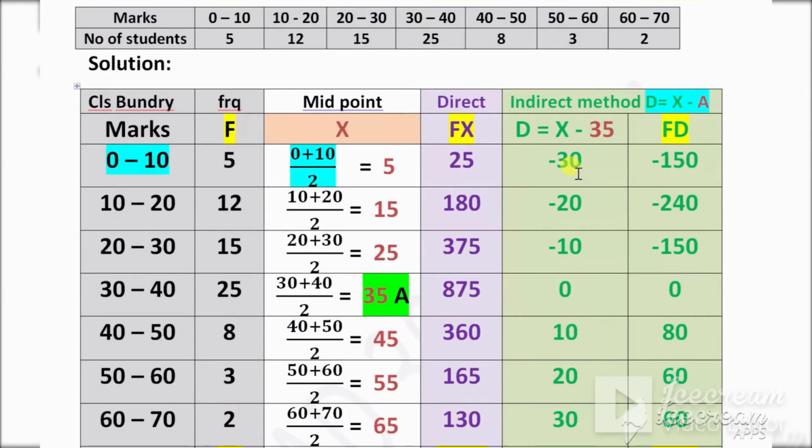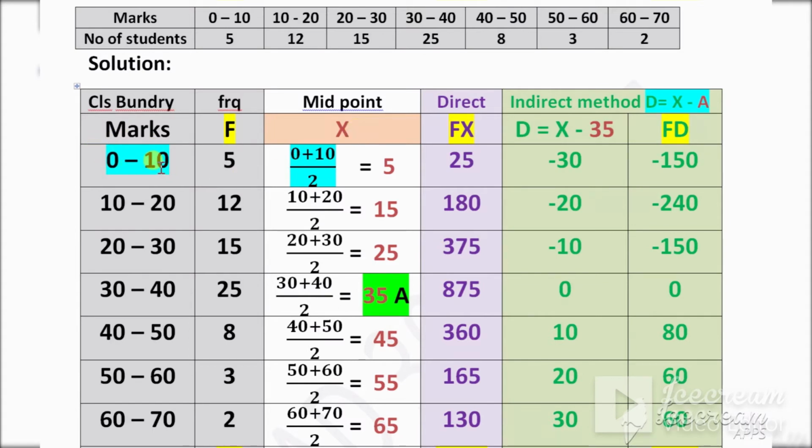That's why I am calculating here these numbers. In the first column, x is the midpoint, and in the next column I will calculate d for the shortcut method. According to how to find the midpoint, which is also called class mark. So how to find the midpoint or class mark?